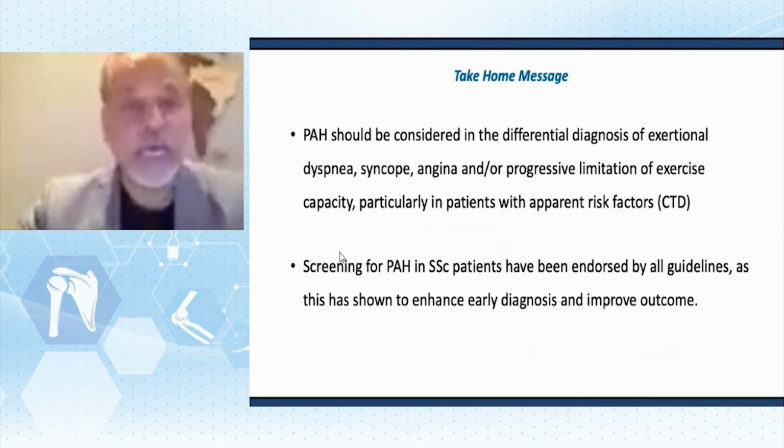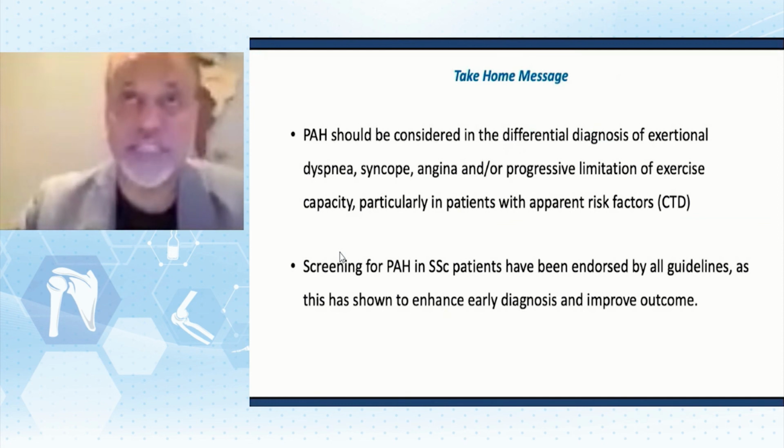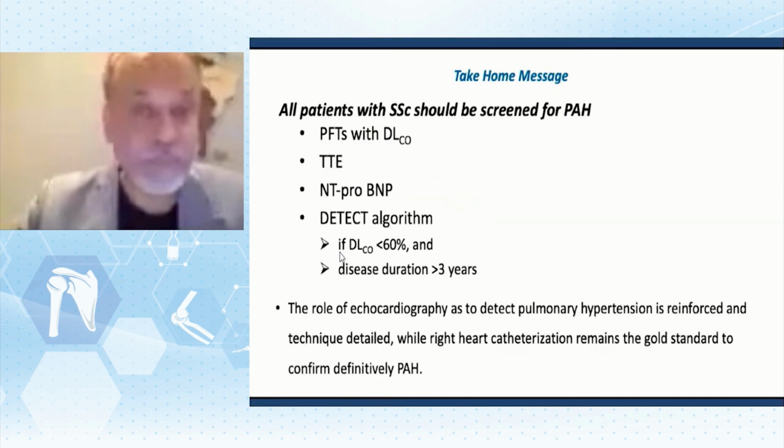So my take-home message to you, ladies and gentlemen, PAH should always be considered in the differential diagnosis of exertional dyspnea, syncope, and angina, in particular in those patients who have risk factors for pulmonary hypertension, to a great extent CTDs, and very specifically scleroderma patients. Screening for PAH in scleroderma patients is a must, and it's now endorsed by all guidelines. This has been shown to enhance early picking up of the cases and hence early treatment and significant improvement in the outcome.